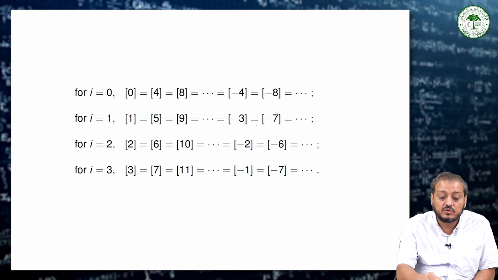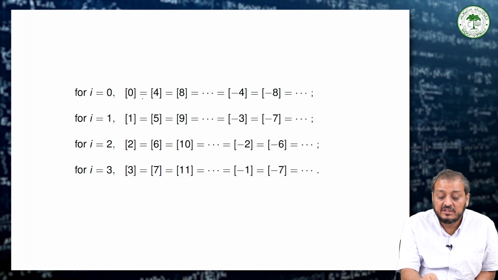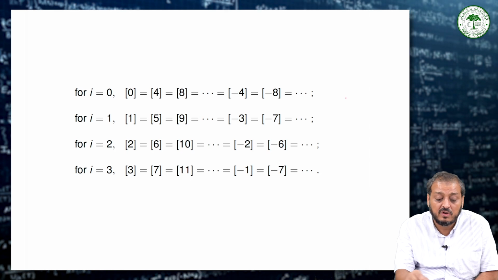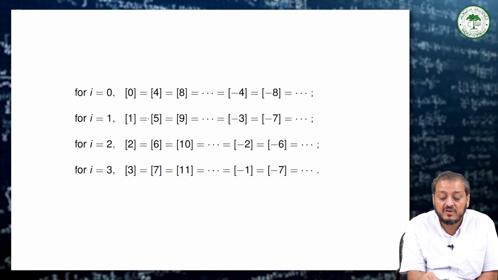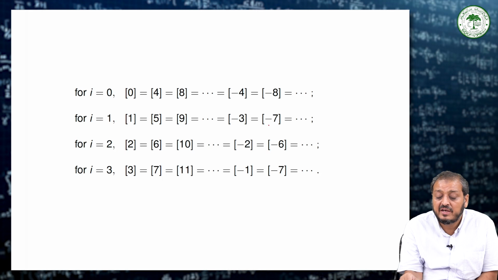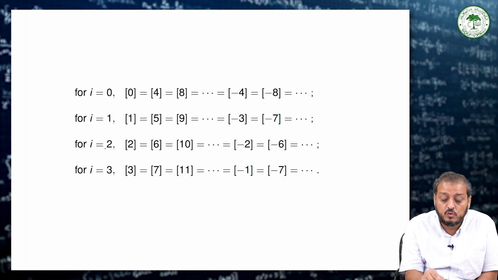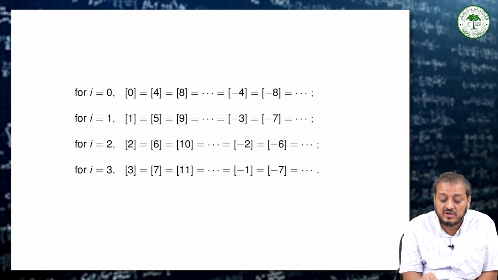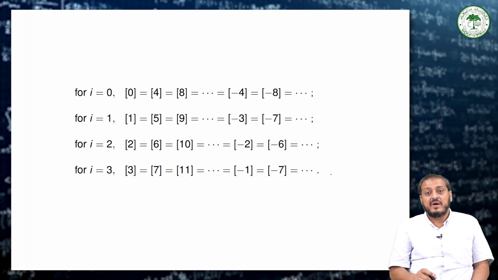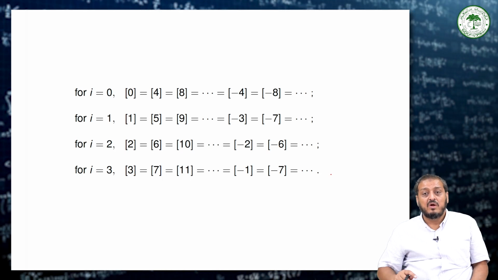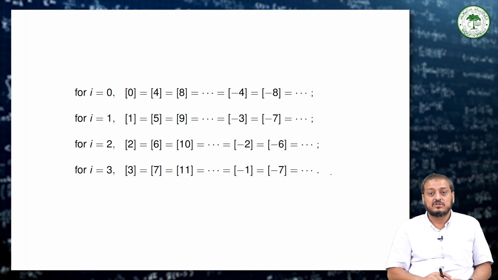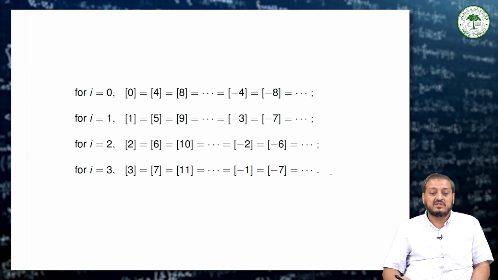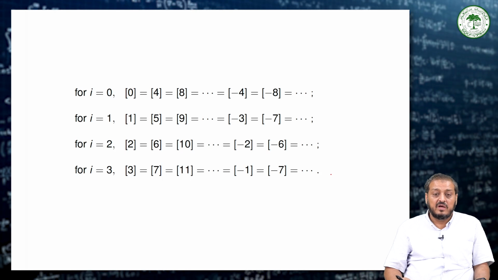For example, for i equal to 0, we can write 0, 4, 8, and similarly minus 4, minus 8 and so on. For i equal to 1, we have 1, 5, 9 and so on. For the equivalence class of 2, we have 2, 6 and so on. For the equivalence class with i equal to 3, we have 3, 7, 11 and minus 1, minus 5. In this way we collect all the equivalence classes, and they are all different. So 0, 1, 2 and 3 are the equivalence classes of Z4.